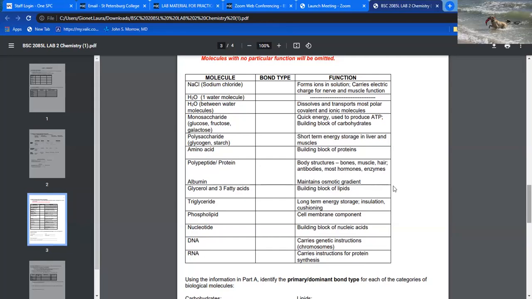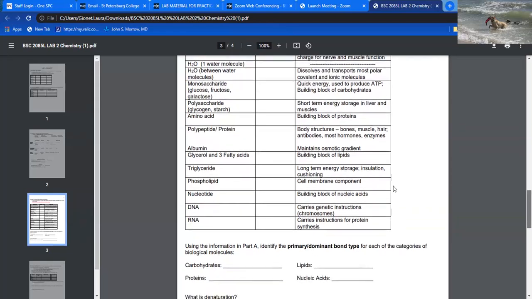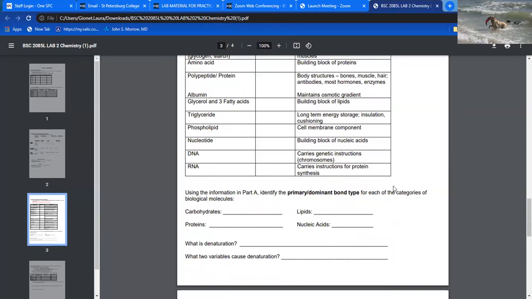We're going to talk about it briefly in a PowerPoint if your instructor hasn't discussed polar covalent bonds versus non-polar covalent bonds. I have a quick PowerPoint in there that can go over anything that you're really going to need to know. Okay, so using part A, identify the primary or dominant bond type of each of your categories. So carbohydrates would be polar covalent. Proteins would be polar covalent. Nucleic acids would be polar covalent. Lipids are non-polar covalent.